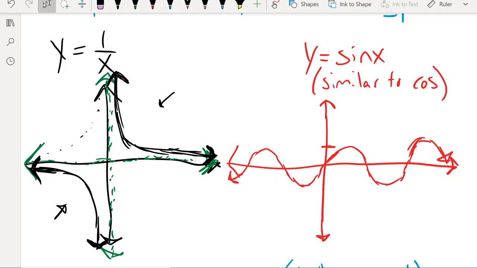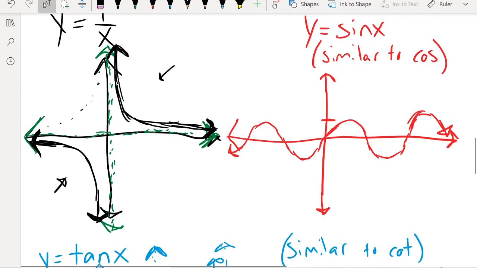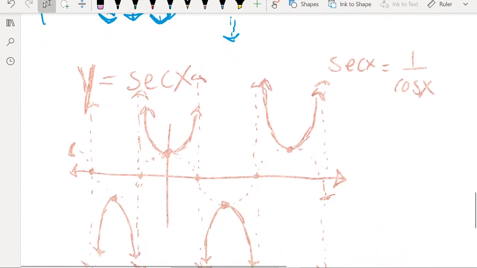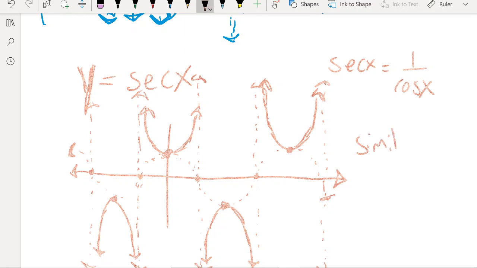And then you get into your three unique trig graphs. The sine graph, which goes similar to cosine, the tangent graph, which is similar to cotangent, and the secant graph, which is similar to cosecant. Okay, so I forgot to write that actually. Similar to cosecant, which is abbreviated as CSC x.